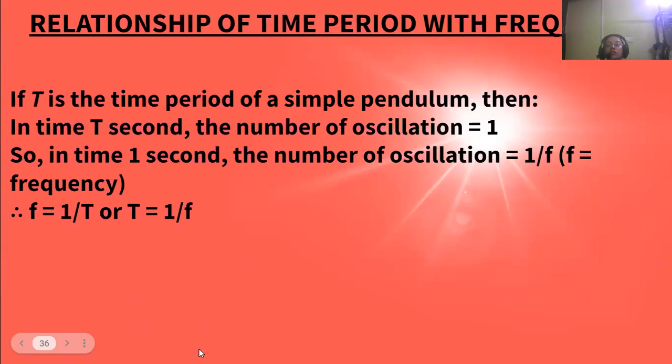Next, we come to the relationship between the time period and the frequency. If capital T is the time period of the simple pendulum, then in time T seconds the number of oscillations is equal to 1. By the unitary method, in time 1 second the number of oscillations will be equal to 1 by T. That is the frequency f. Therefore, f is equal to 1 by T, or T is equal to 1 by f. This is the relationship between time period and frequency.